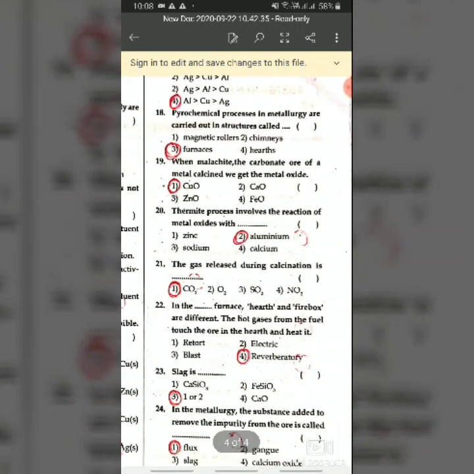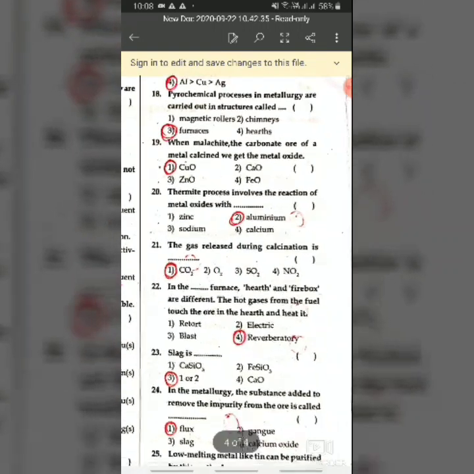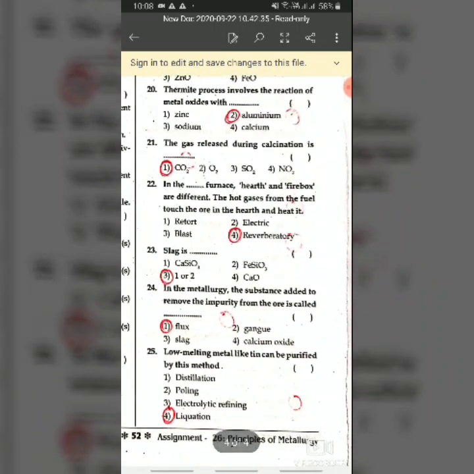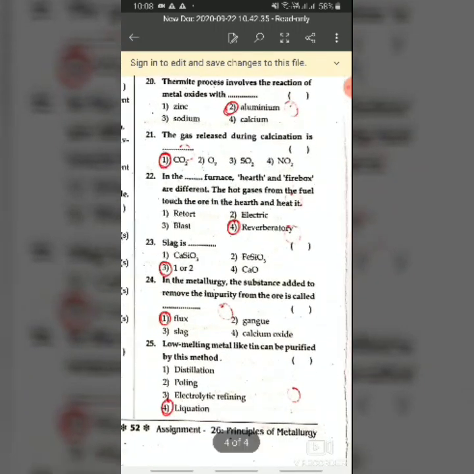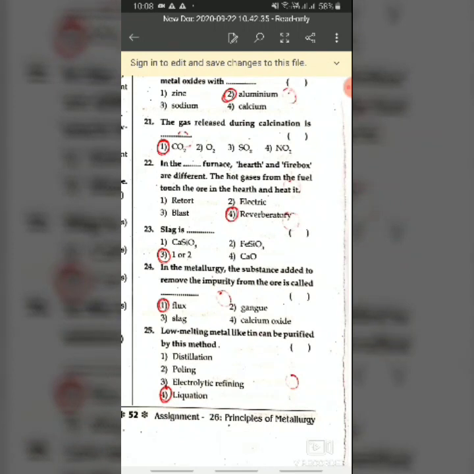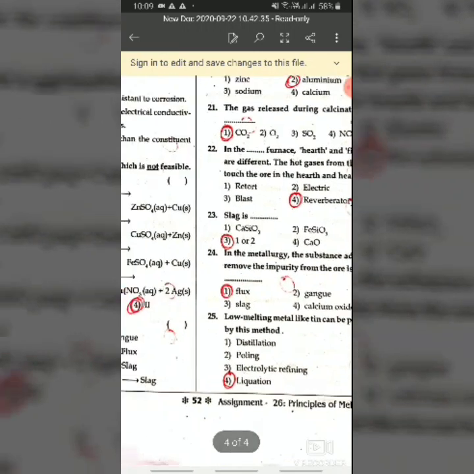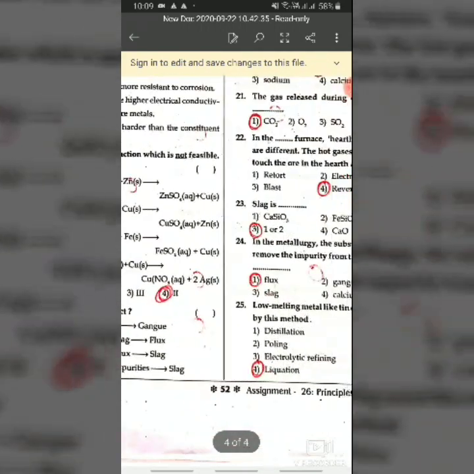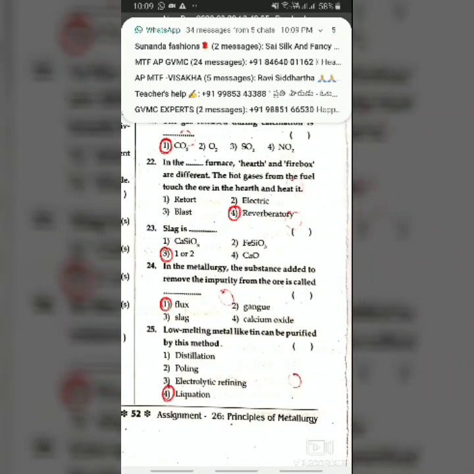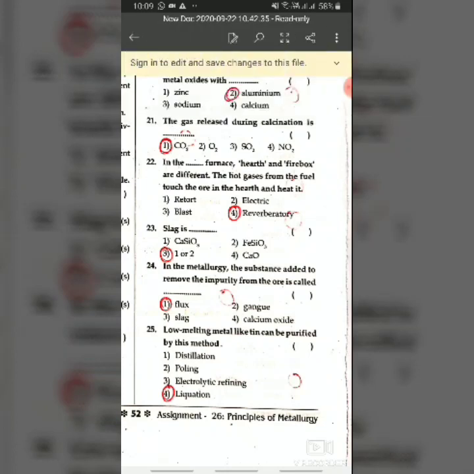Option 1. Thermite processes involve the reaction of metal oxides with aluminium. Option 2. The gas released during calcination is nothing but carbon dioxide. Option 1. In the reverberatory furnace, hearth and firebox are different. That is reverberatory furnace. Option 4. Slag is, before we learned that slag is nothing but combination of gangue and flux. Here gangue and flux, CaSiO3 and FeSiO3. So answer is 3, both 1 and 2.